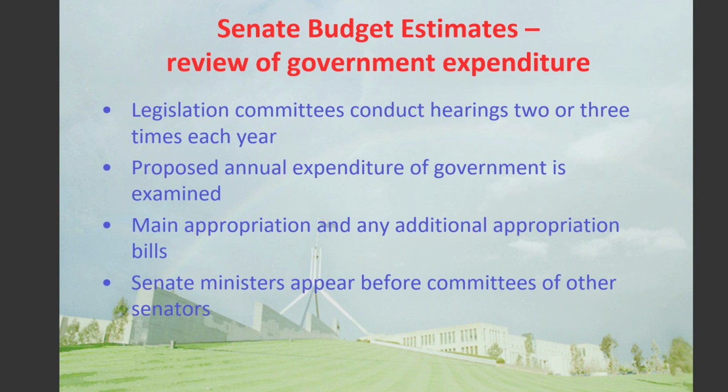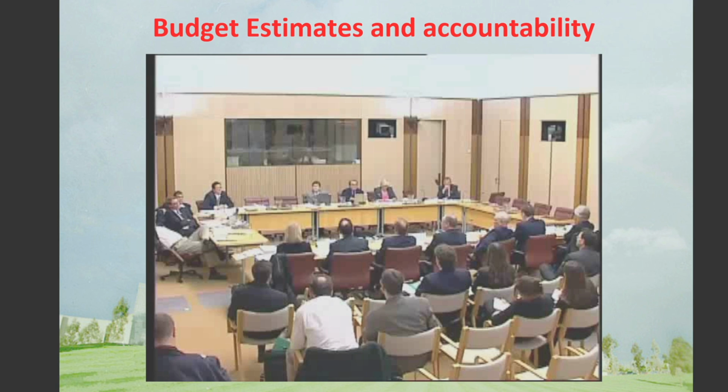In relation to budget estimates, you'd all be familiar with the appropriations that are passed in the Australian Parliament. Twice each year, the legislation committees conduct budget estimates. Now, they're very powerful processes where the senior staff of government departments and agencies attend before committees of the Senate. Here's a photograph of one.